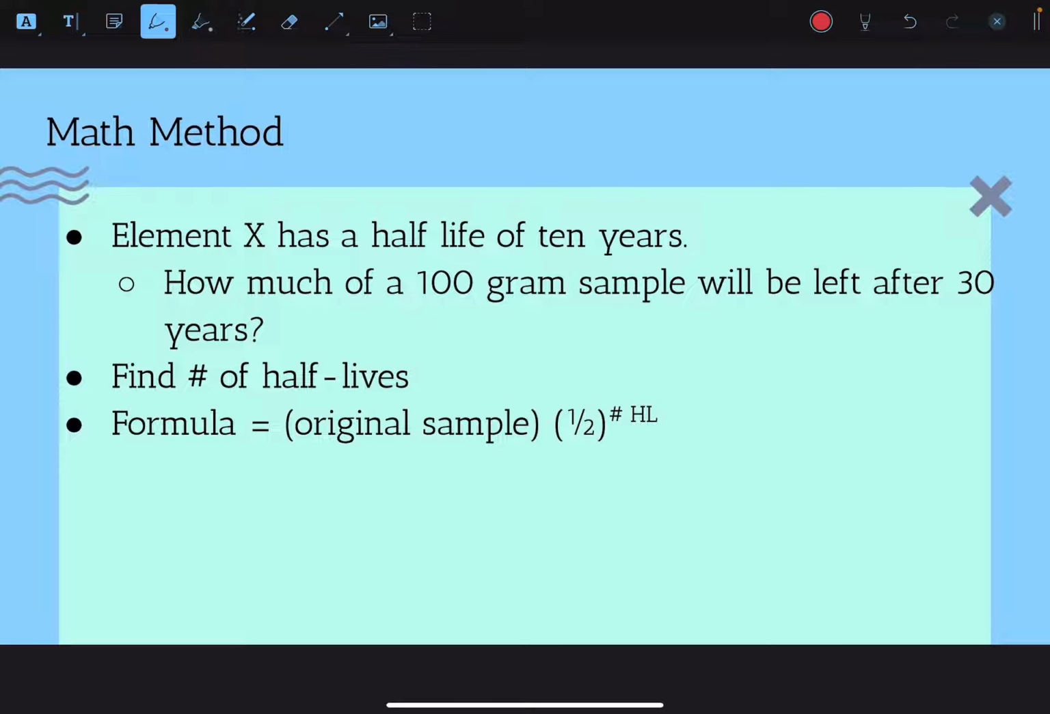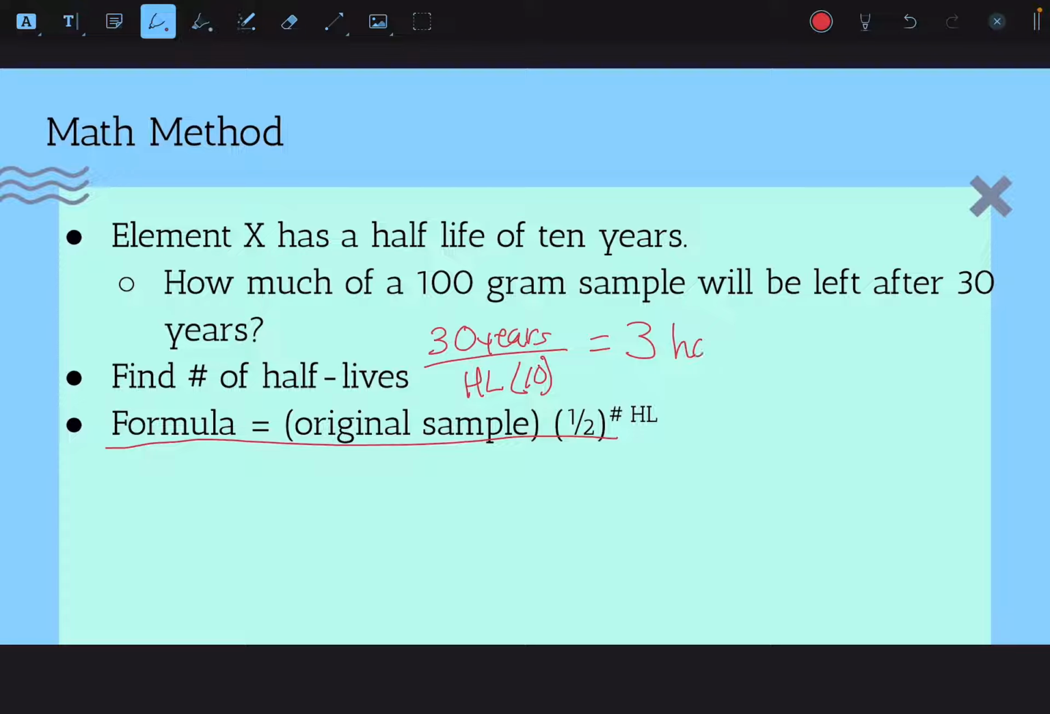Now there is a different method here. If element X has a half-life of 10 years, how much of a 100-gram sample would be left after 30 years? You can use this formula right here. So you would find your number of half-lives. In this case, you would take the total time gone, 30 years, divided by the half-life, which in this case is 10 years. And I would get that this is 3 half-lives that will go by before we are done with this decay. So then we're going to go ahead and plug everything in.